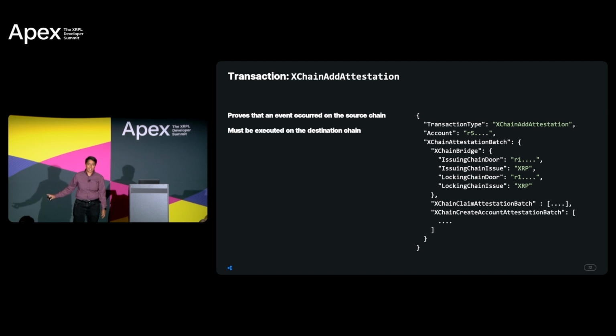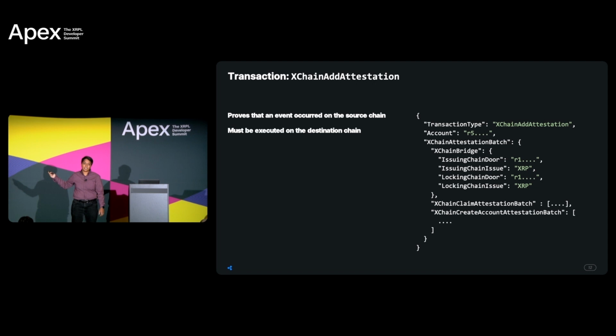Then there's XChain add attestation. For most users of cross-chain bridges, you will not need to use this at all. This is done entirely by the witness server. So the witness server submits these attestations basically saying that you've locked or burned your funds on the source chain, and these attestations are submitted on the destination chain.